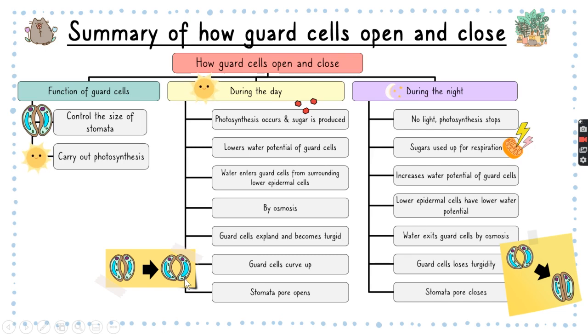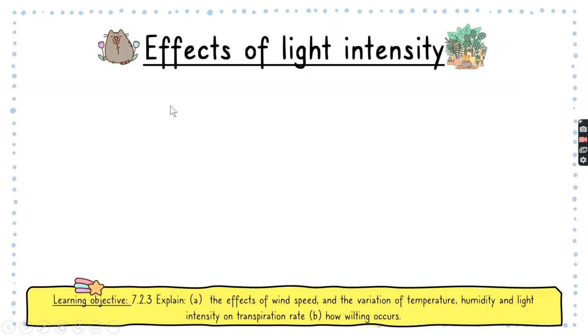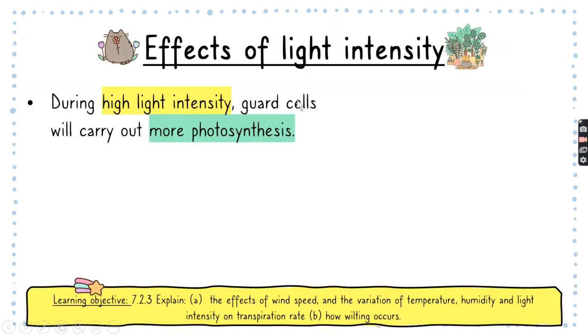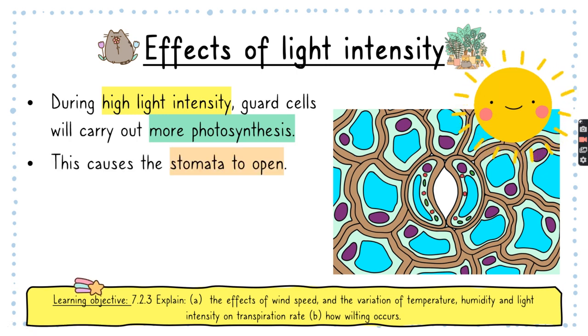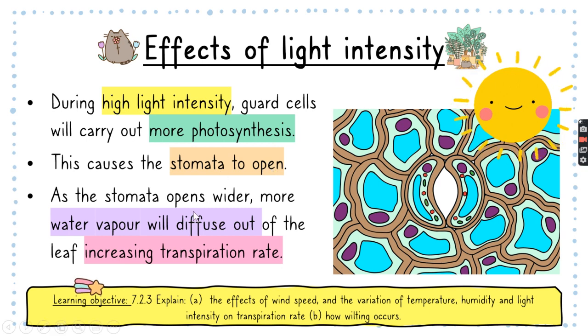So here for the factor affecting transpiration, we're looking at light intensity, and that is during the day. During high light intensity, so more light, guard cells will carry out more photosynthesis. And this means that the stomatopore will open even more. So as the stomata opens wider, as in the guard cells open wider and the stomatopore becomes bigger, more water vapor will diffuse out of the leaf, increasing the transpiration rate.